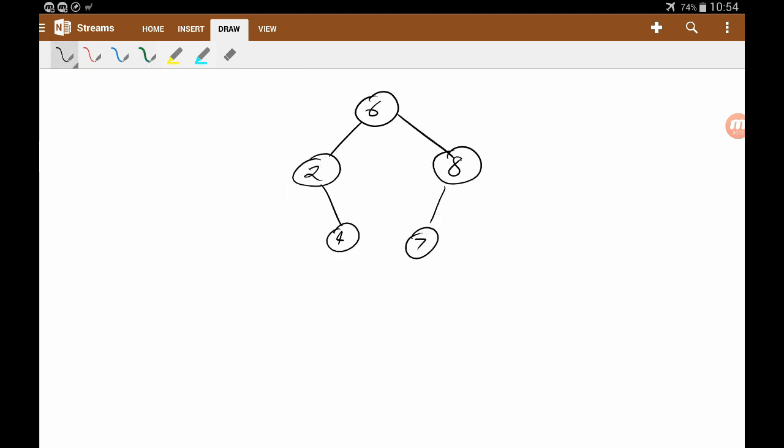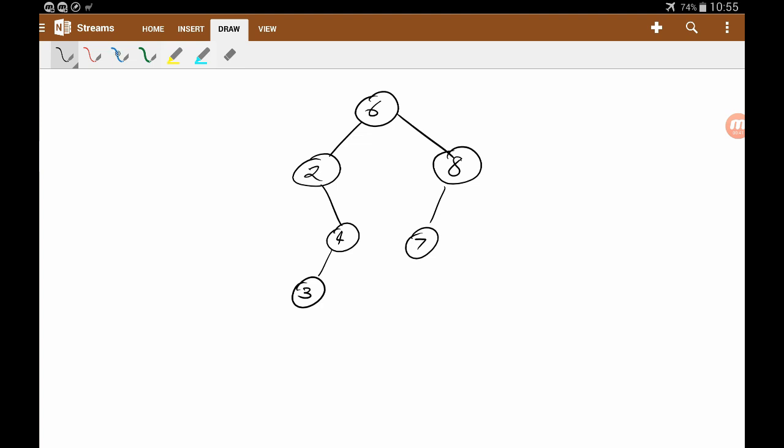Okay, so let's do another example. Back to the original tree that we had before. We are happy that this is an AVL tree, everything is balanced. And now we're going to insert the number 3. So we say, do we go left or right from 6? Well, 3 is less than 6, so we go left. Do we go left or right from 2? We go right. Do we go left or right from 4? Well, we go left. So we now insert the number 3.